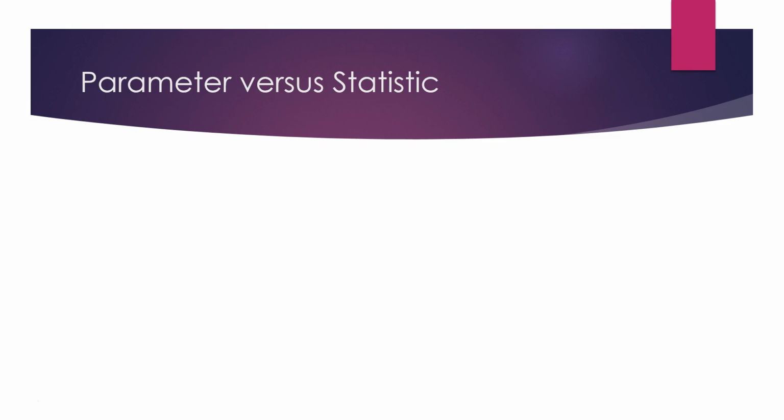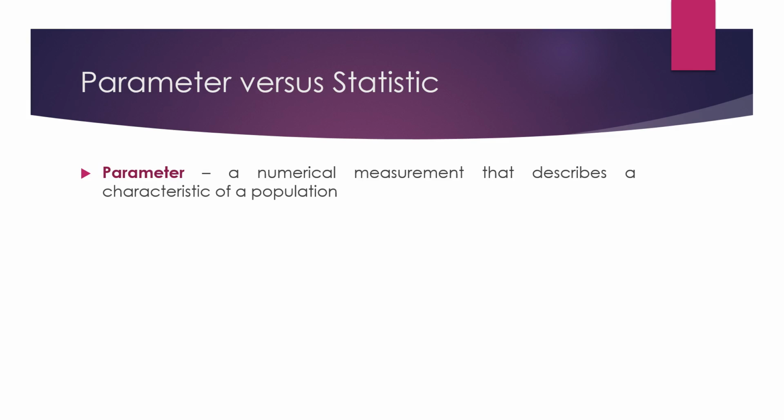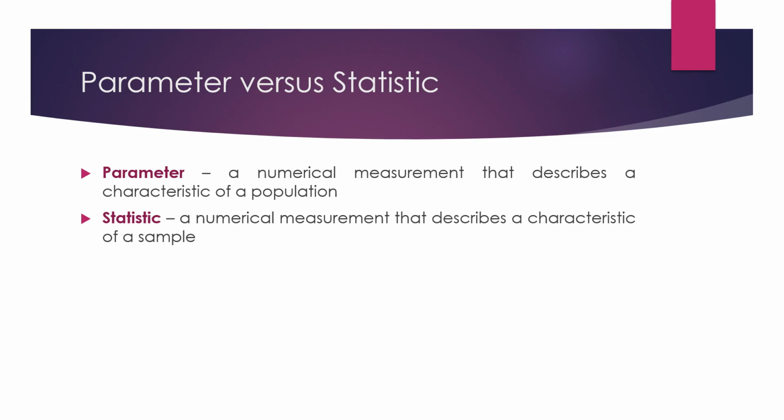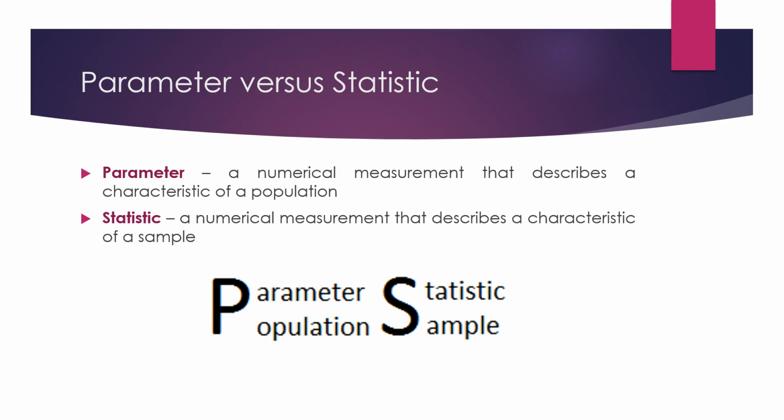So parameter versus statistic is going to lend itself to the definitions that we talked about in the introduction section, topic 1. A parameter is a numerical measurement that describes a characteristic of a population. A statistic is a numerical measurement that describes a characteristic of a sample. So a nice way to remember this is that parameter describes a population, statistic describes a sample.